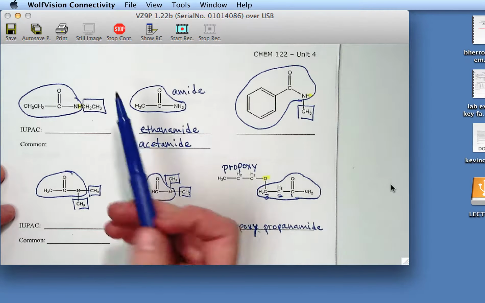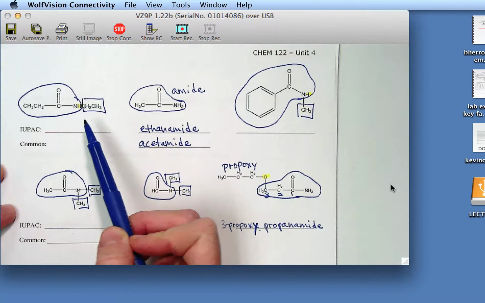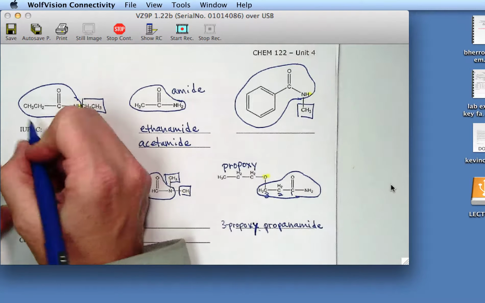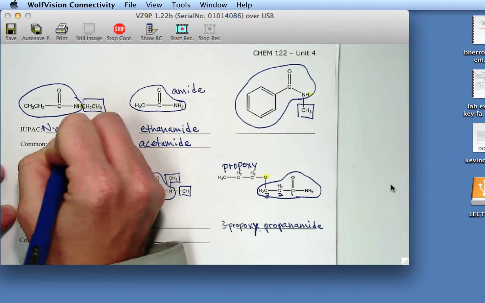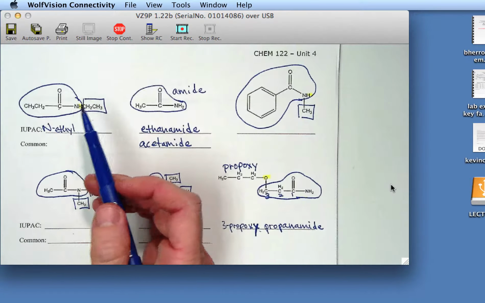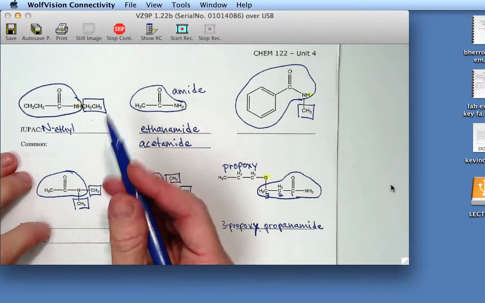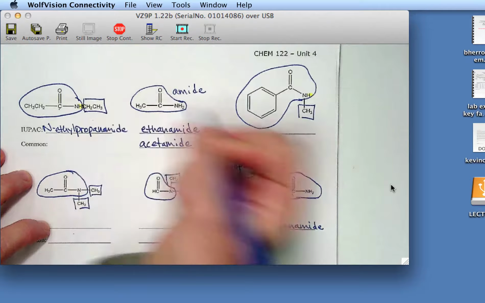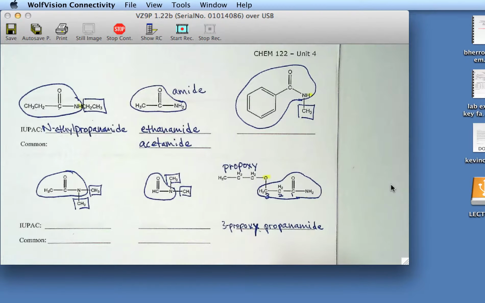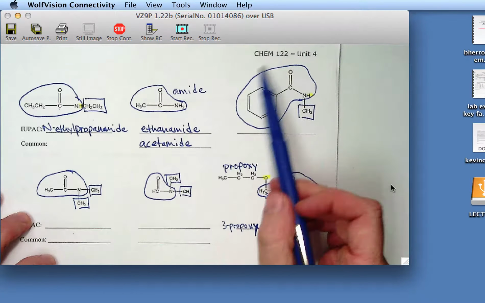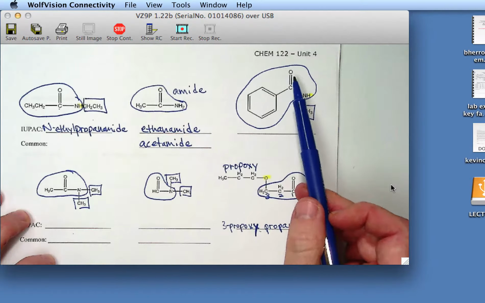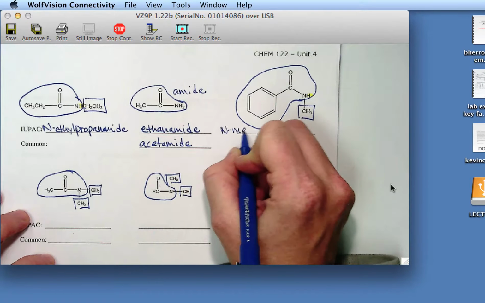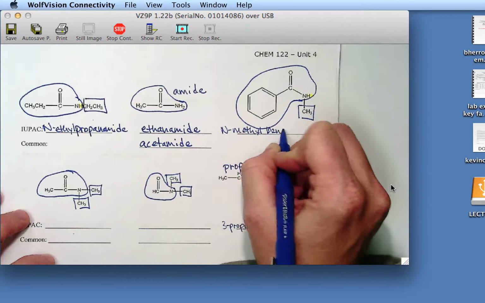So this first one, 2-carbon alkyl group, what would that be? Ethyl. So N-ethyl, 1, 2, 3, 3-carbon parent with an amide. Good. Propanamide. This one on the far right, does anybody remember this from their orange flashcards? Good, benzamide. So N-methylbenzamide.